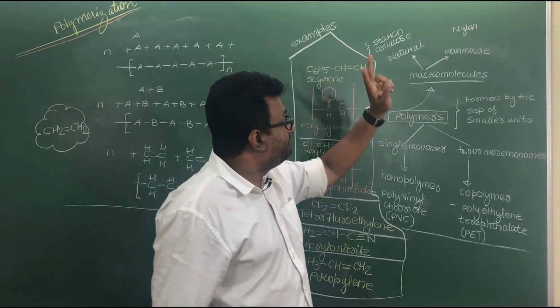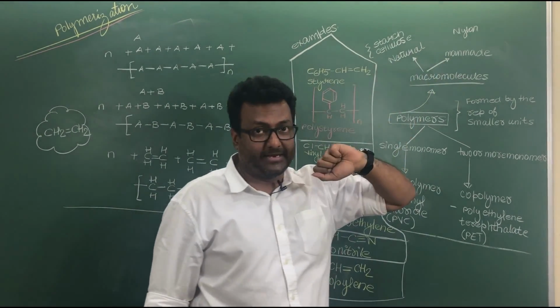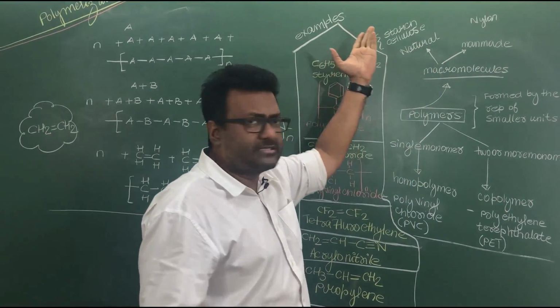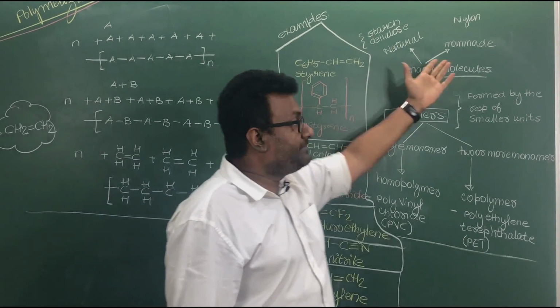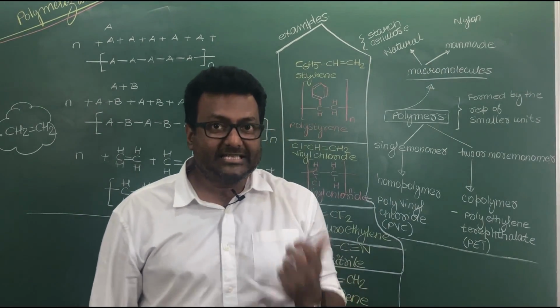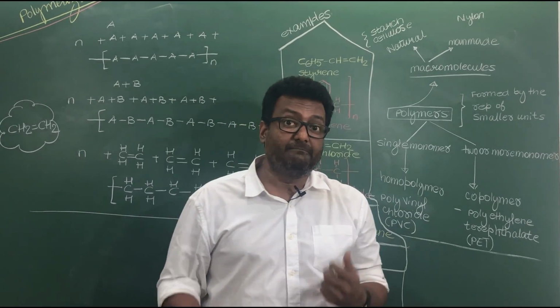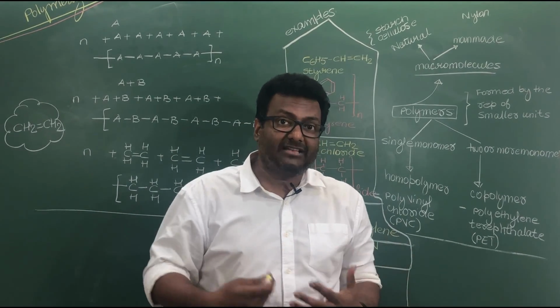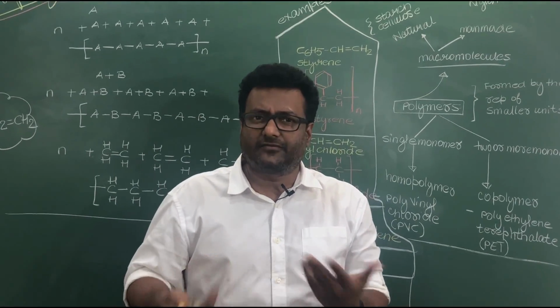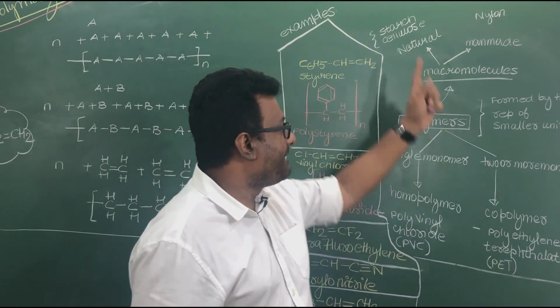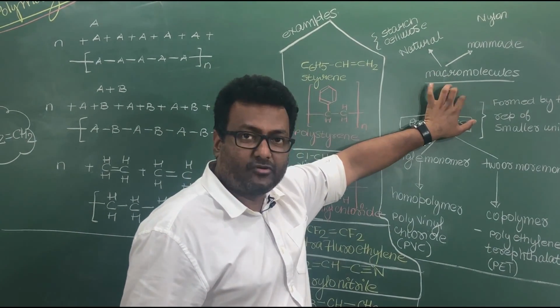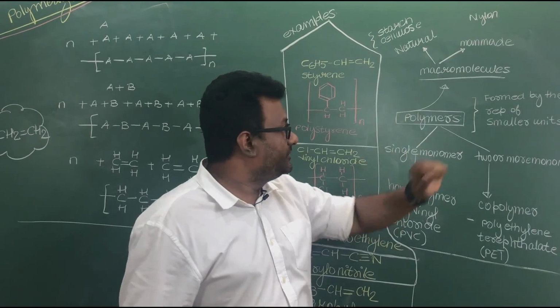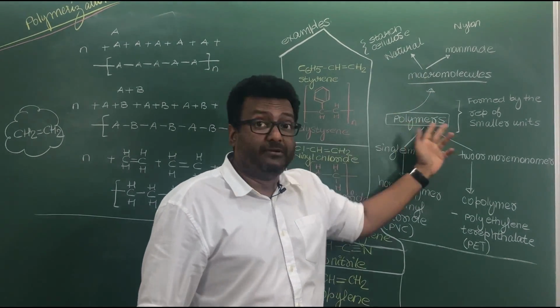These molecules are both natural and man-made. Natural molecules like starch, cellulose, and man-made molecules like nylon, nylon 66, etc. They are artificial. They are made to match the natural structures, which has of course more benefits, but they're man-made. So how do you form macromolecules, and what are these macromolecules? They are nothing but polymers.